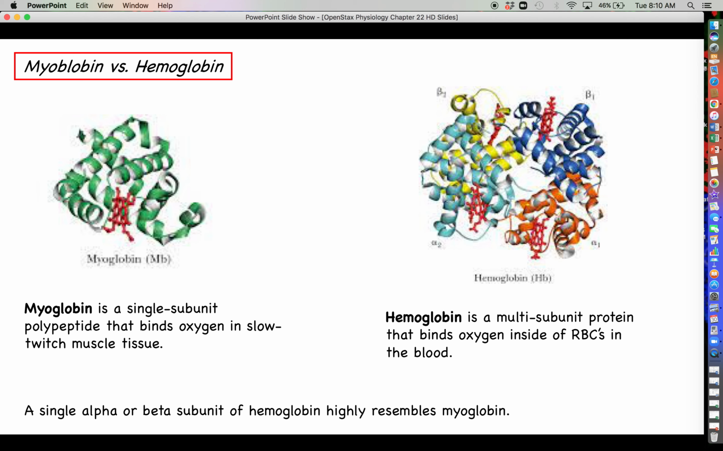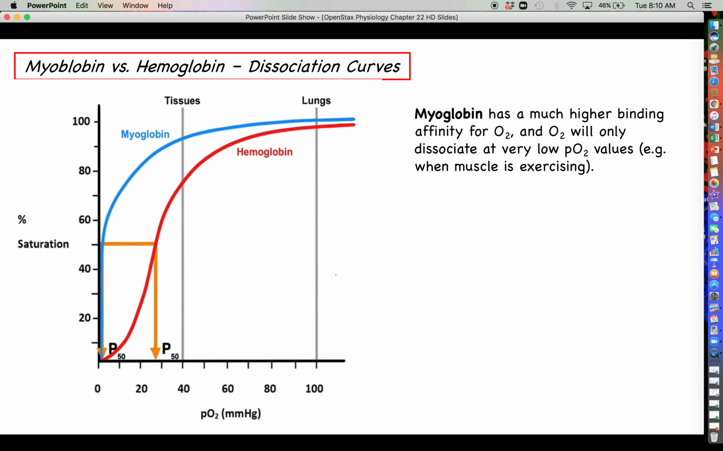But the difference does not quite stop there, as we are going to see, although, as I referenced, a single alpha or beta subunit of hemoglobin, if we isolated it all on its own, would look nearly identical to a single subunit of myoglobin. Now, here's where the other differences come in.